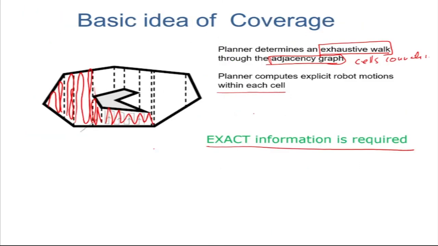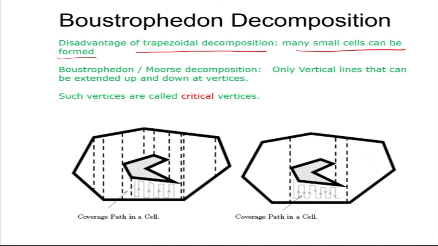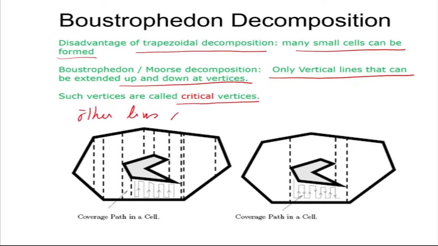So if you want to simplify it, what is done basically is that only vertical lines that can be extended both up and down from vertices are considered. Such vertical lines are called critical verticals, and the other lines are ignored or erased. So the lines which can go both up and down from a vertex are kept. The other lines are all deleted.